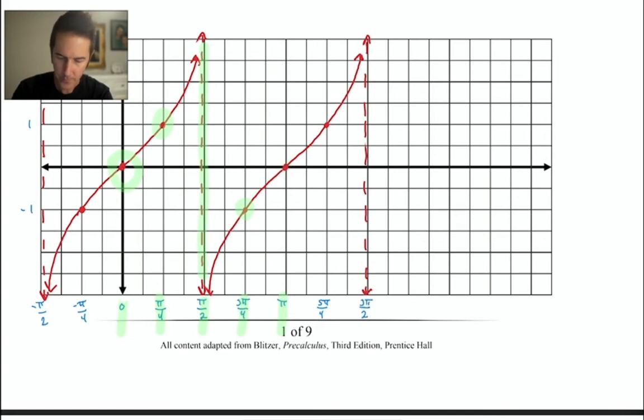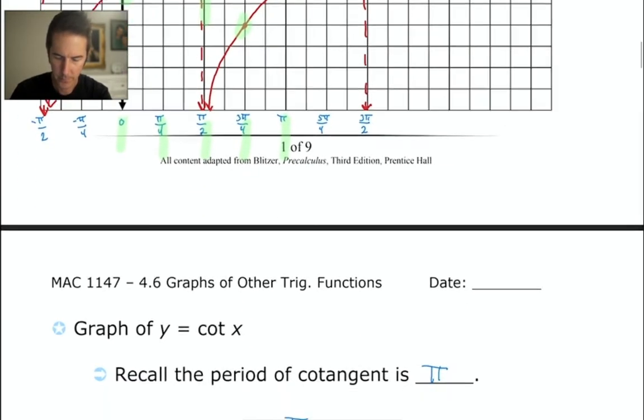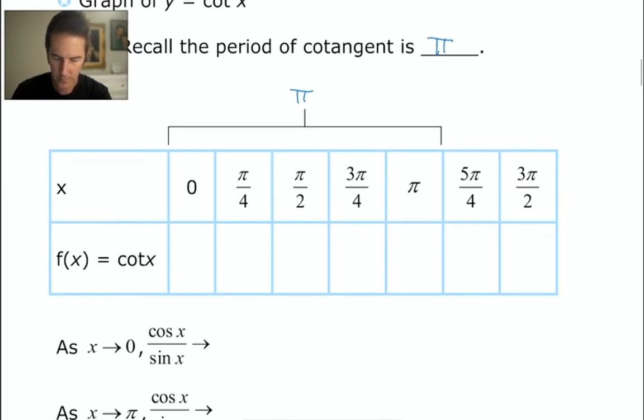So we're going to have asymptote, positive 1, 0, negative 1, asymptote. Let's get to it. We'll keep using blue. All right.